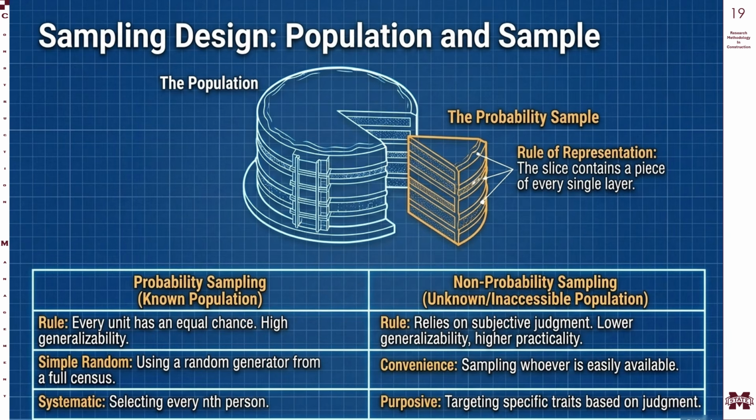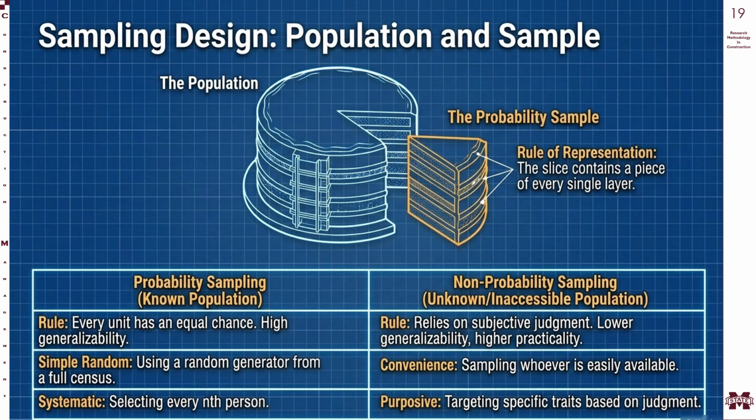In any empirical study, you start by defining your population. That's everyone or everything you're interested in. For example, all construction managers in a particular region. Most of the time, you can't collect data from everyone, so you select a sample, which is a smaller group drawn from that population.